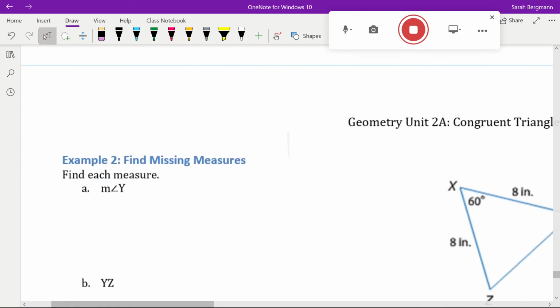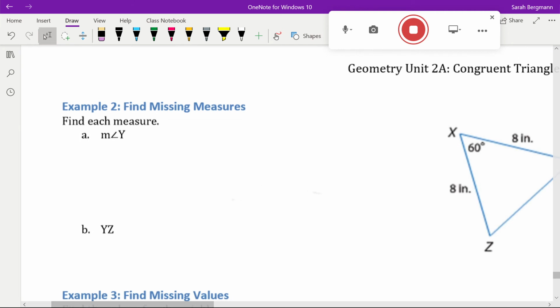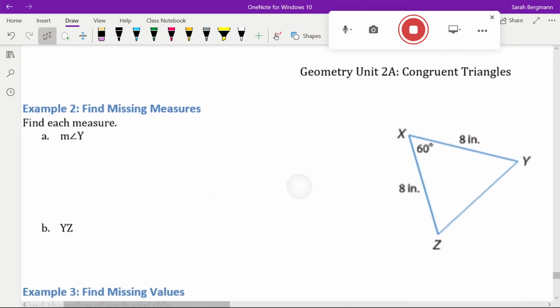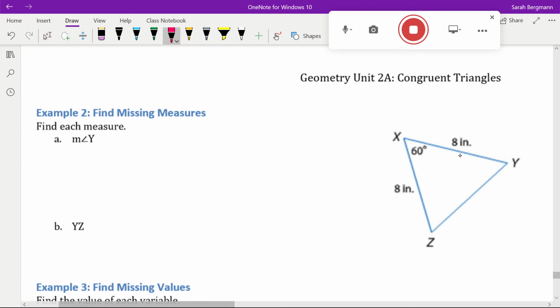Let's use this in a practice problem. First it says find each measure. We're looking for the measure of angle Y. Now the first thing I notice is that segment XY and segment XZ are congruent, and I can't just find angle Y based on the triangle angle sum theorem because I only have one angle given to me. However, I know that the angles across from these two sides must be congruent because the sides are congruent. So I know angle Z and angle Y must be congruent.